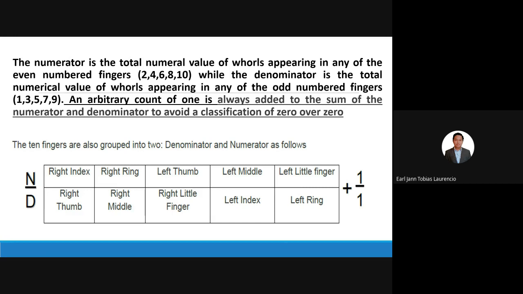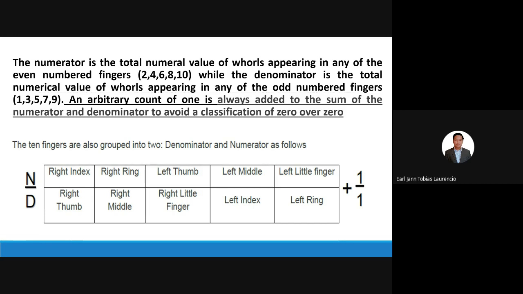For example, pag itong si Mr. Hamon, ang pattern niya lahat puro loop. Siyempre, walang numerical value ang loop. So, ang magiging primary niya, 0/0. Pero sabi ni Henry, there is no 0/0 primary classification. That is why we will add an arbitrary count of 1 to the sum of the numerator and denominator to avoid a primary classification of 0/0. Maliwanag yan ha. Always add +1 to the numerator and denominator.